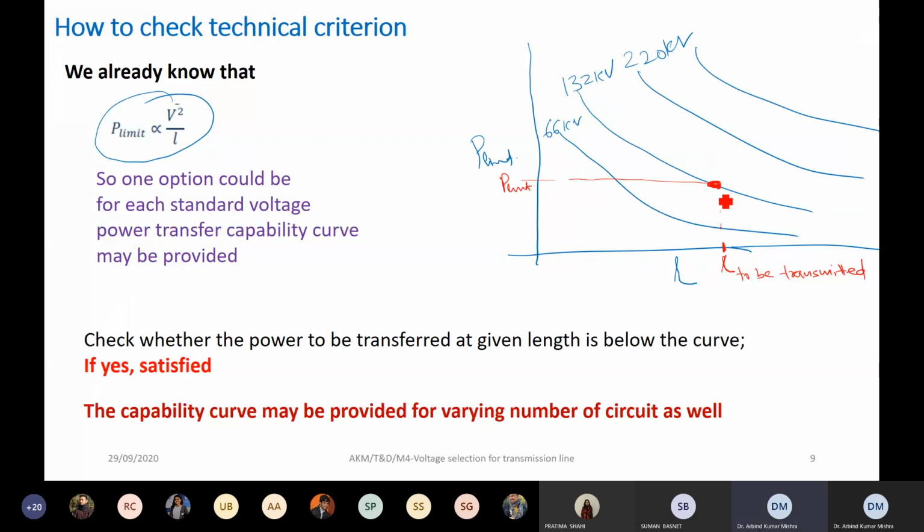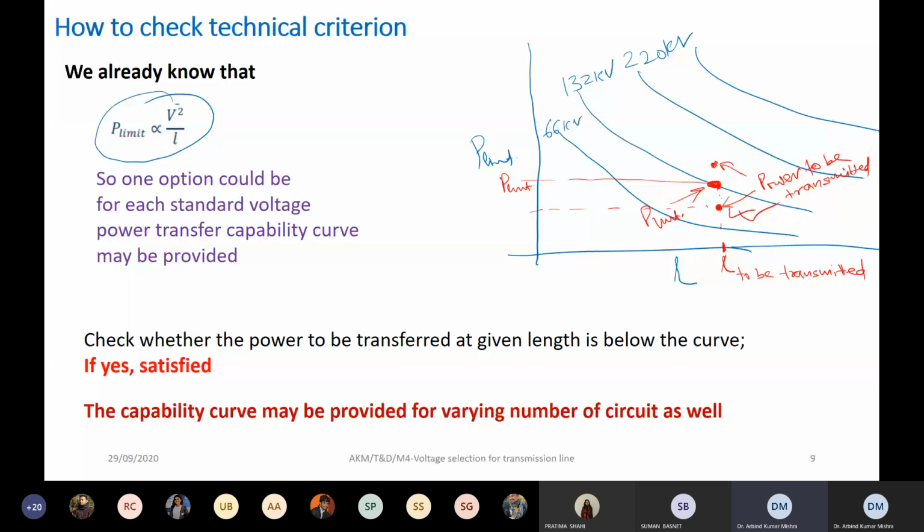So if your power to be transmitted is, for example, here, this amount, that means it passes the technical requirement. But if your power to be transmitted is here, this is the power to be transmitted, and this is the P limit.